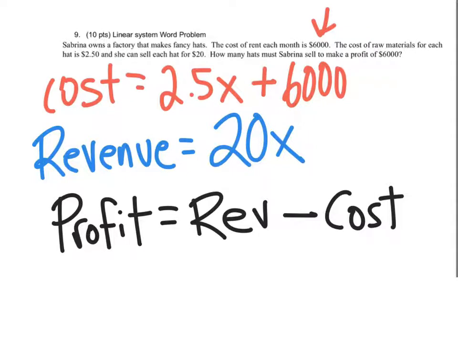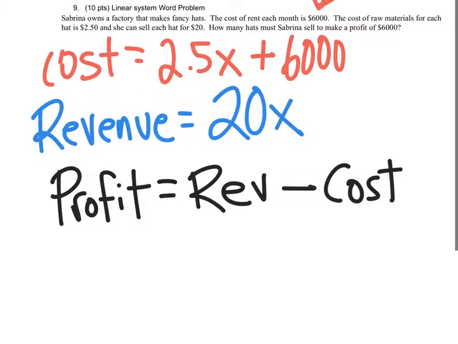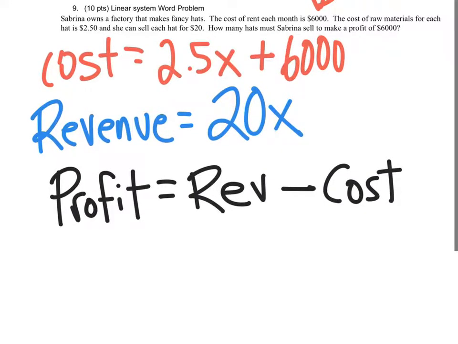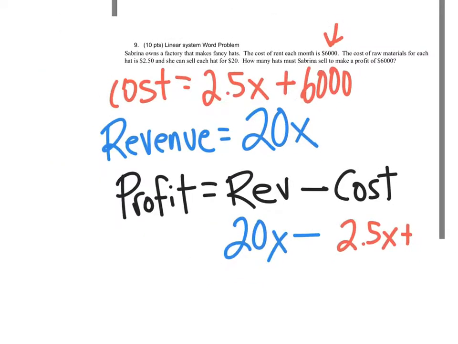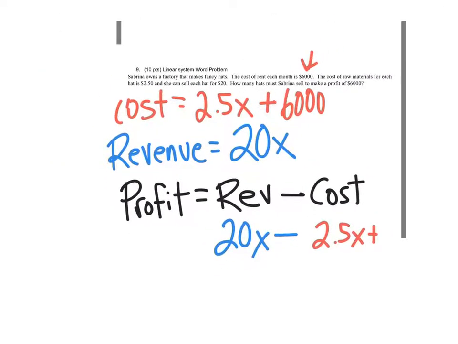If you're opening up a lemonade stand and you're spending 10 bucks on sugar and lemons and marketing, you're going to want to make at least 10 bucks, because if you only sell $9 worth of lemonade, you're not making a profit. You need to make minimally more than the amount that you put into the business. So how do we figure out what this looks like? Revenue minus cost. The revenue is 20x minus the cost, and the cost is 2.5x plus the $6,000.